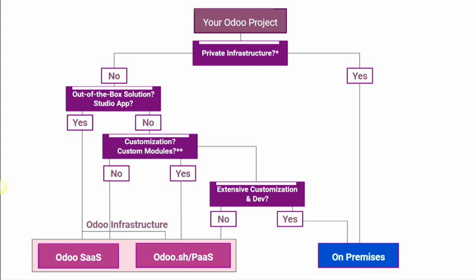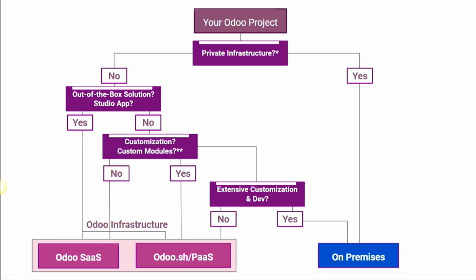If no, you still have a couple of other options on the table if you want to go with Odoo directly with our infrastructure. If it's an out-of-the-box solution, easy implementation with some Studio app customizations, you can still put it on SaaS. You don't have to go with Odoo.sh. If it does require not just that, but additional customization and custom modules, then yes, Odoo.sh would definitely be an option for you to consider. If no, you can still put it on the SaaS platform, which has less cost than Odoo.sh, obviously.